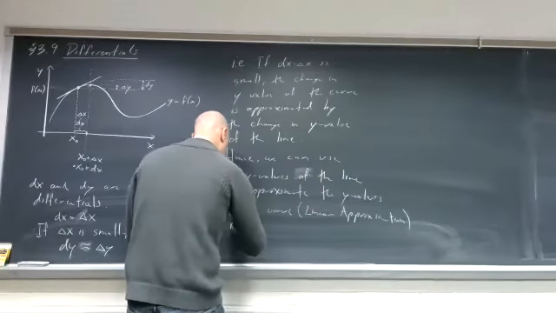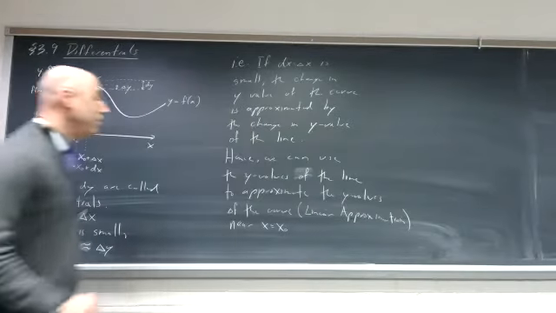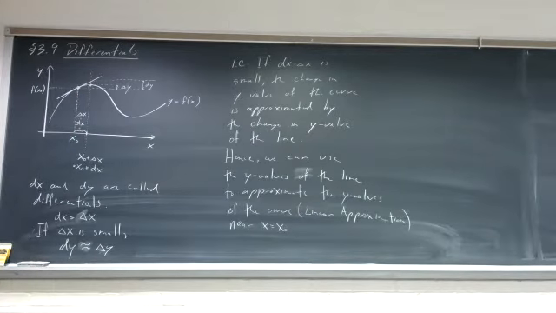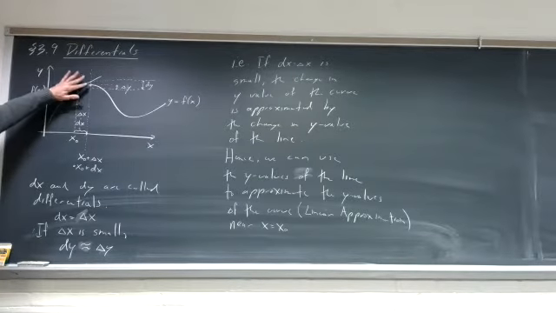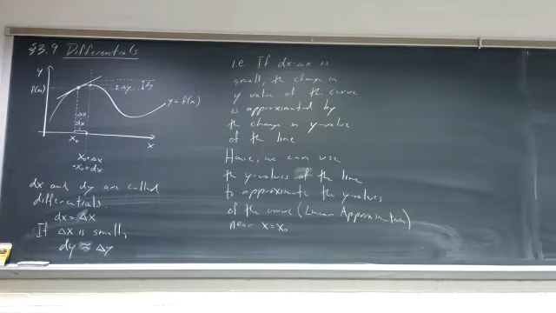Near x equals x naught, we can use the y values of the line to approximate the y values of the curve near x equals x naught. The further away you get from x equals x naught, the further the line and the curve diverge. They get further and further apart.